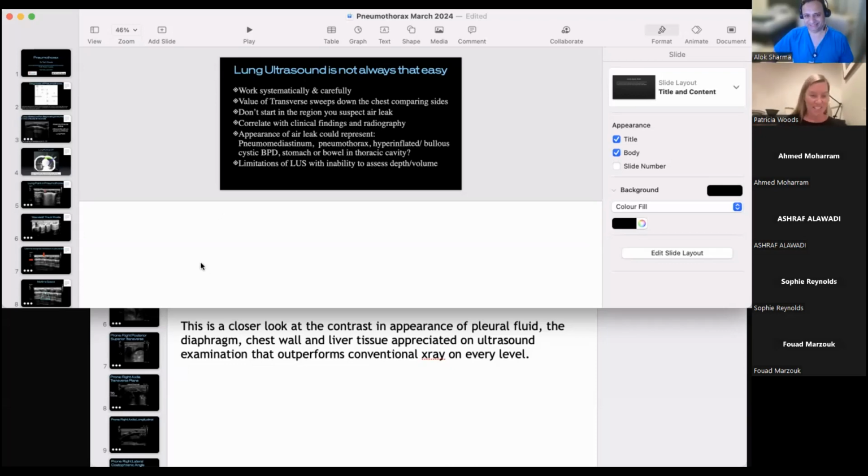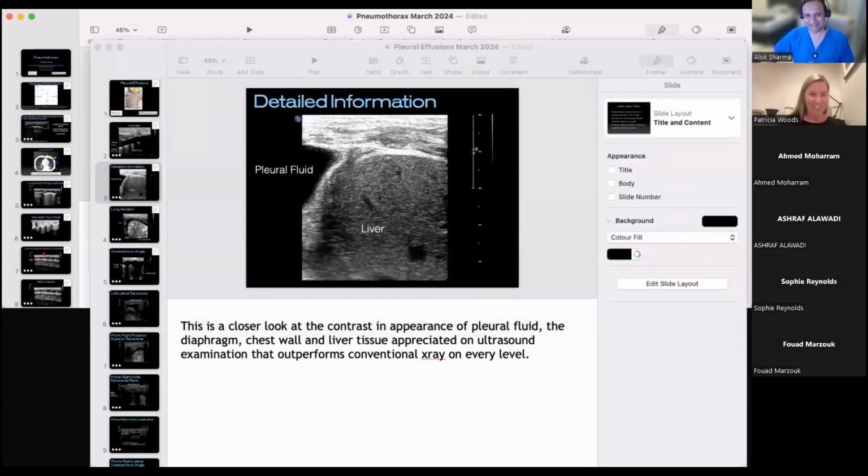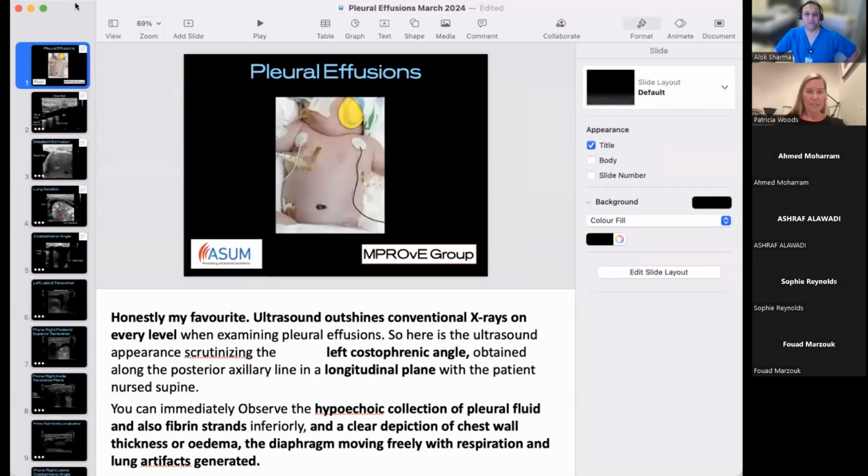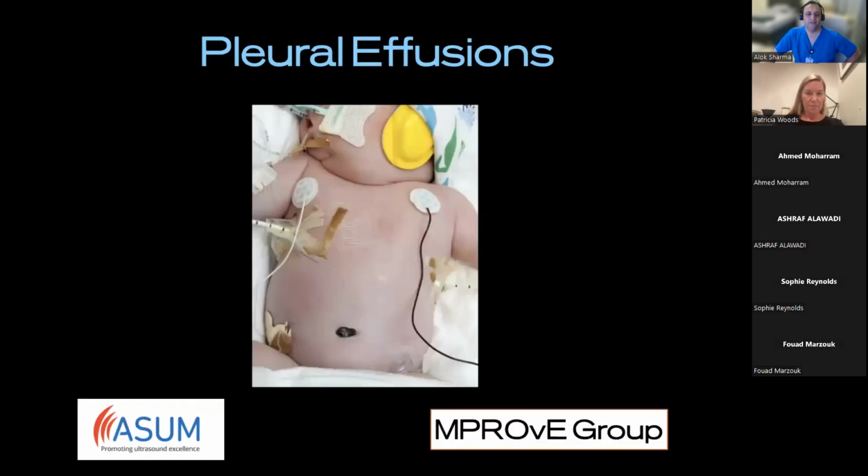Let's see what happens to the screen now. God knows. Hang on. All right, I might stop that one. Oh, are we winning? Yeah, visible. Can you see that? Yep, perfect. Excellent.